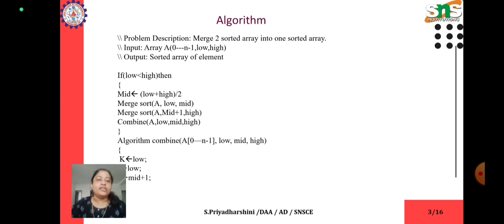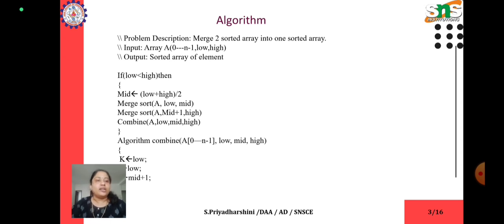So this would be the algorithm for merge sort. Let's see how it works. The merge sort function keeps on splitting an array into two halves until we reach a subarray of size 1, that is, low is equal to high. Then it combines the sorted subarrays into larger arrays until the whole array is merged. Let us look into the algorithm. The problem is to merge two sorted arrays into one sorted array, with the input being the array from 0 to n with low and high as indices, and the output being the sorted array of the elements.